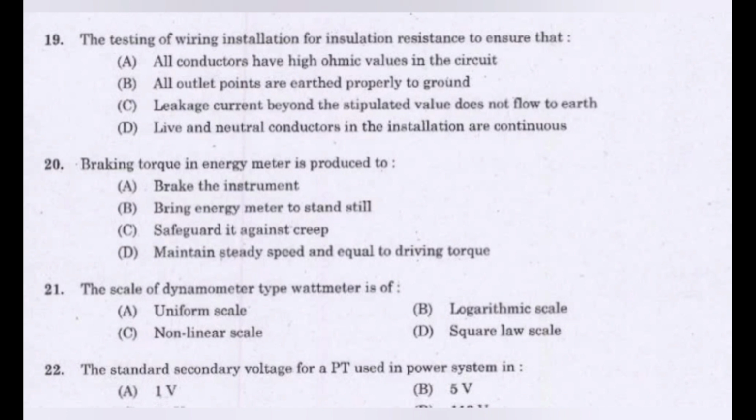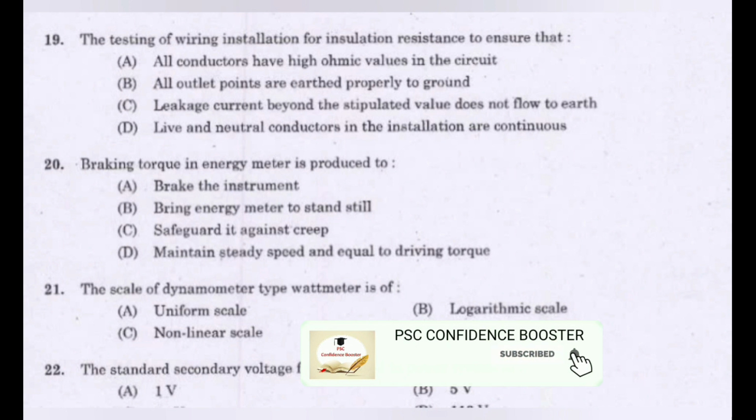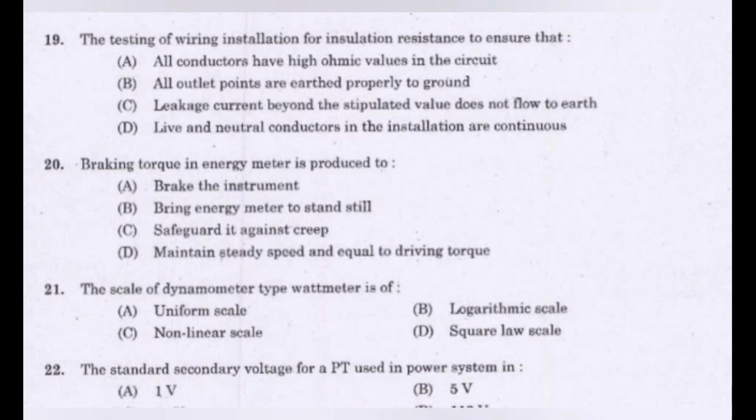Question number 19. The testing of wiring installation for insulation resistance to ensure that. Option A, all conductors have high ohmic values in the circuit. Option B, all outlet points are earthed properly to ground. Option C, leakage current beyond the stipulated value does not flow to earth. Option D, live and neutral conductors in the installation are continuous.